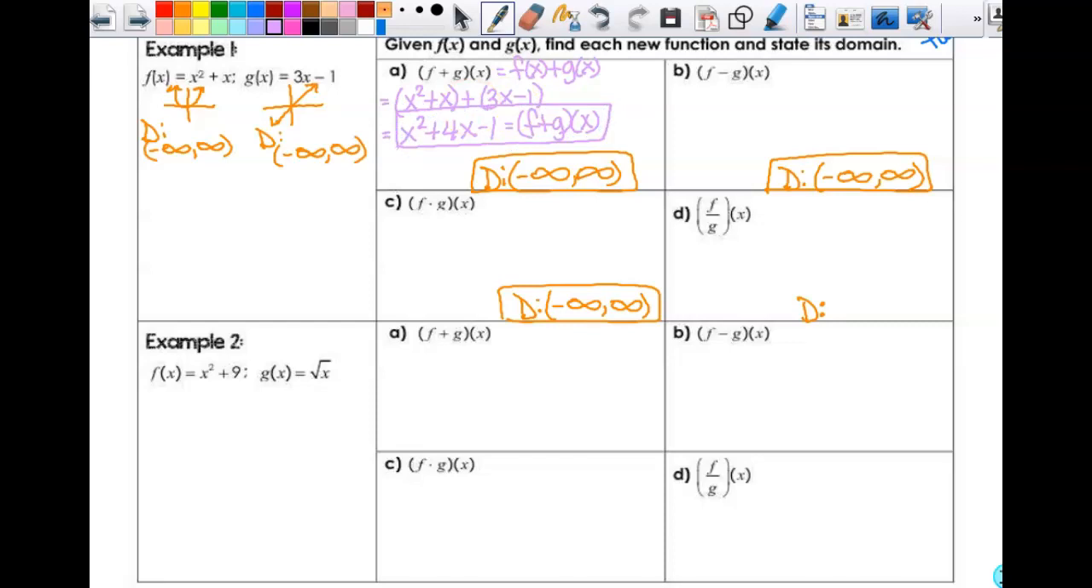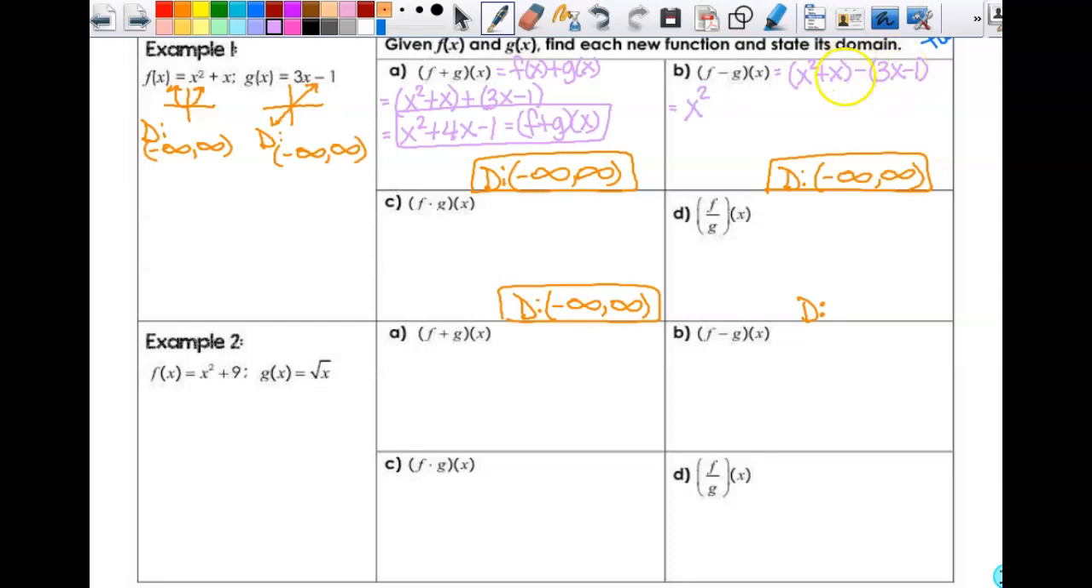Everybody good with that? So for b, f minus g of x, this is going to be x squared plus x minus 3x minus 1. Do my first set of parentheses matter? No. Do my second set? Yes, totally. So this gives me x squared, then what?